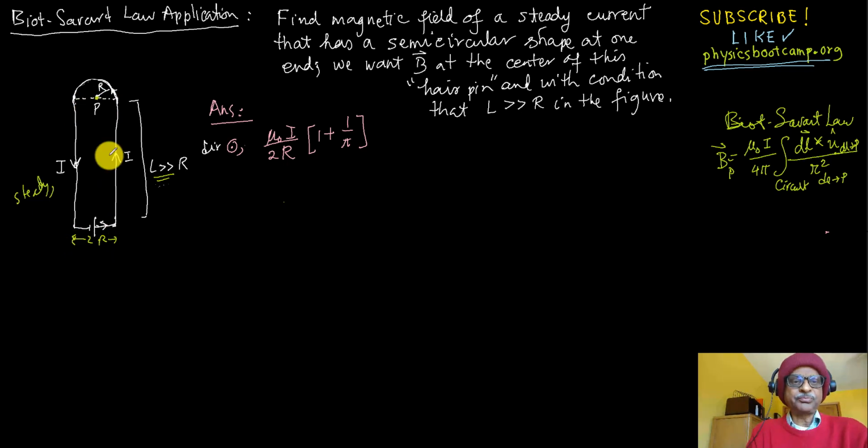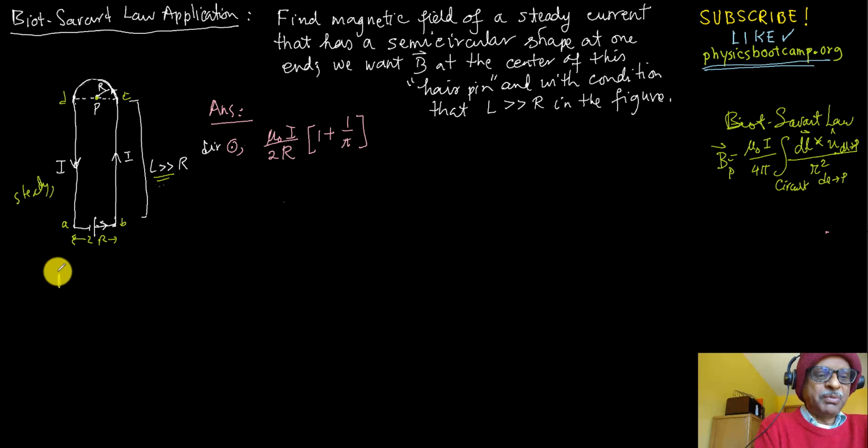So first, notice that if this distance is very far and this is a very small wire, the magnetic field from this part over there we can probably ignore. So let's label the corners A, B, C, D.